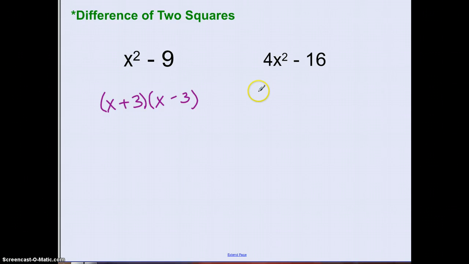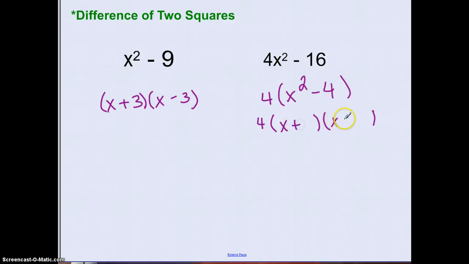Over on this second one, the first thing we want to start with is that greatest common factor again. I can take out a 4, and that's going to leave me x squared minus 4. I just keep that 4 out on the front. Then I take the square root of each one of my 2 terms, so I have an x in each. One gets a plus, one gets a minus, and the square root of 4 is 2. So to have it completely factored, I had to take this 4 and put it out front. And that's called the difference of squares.